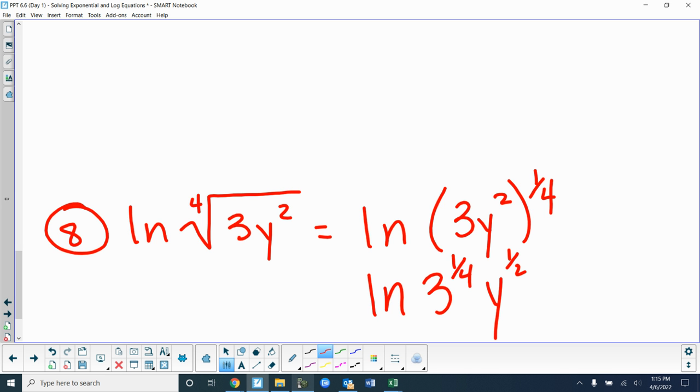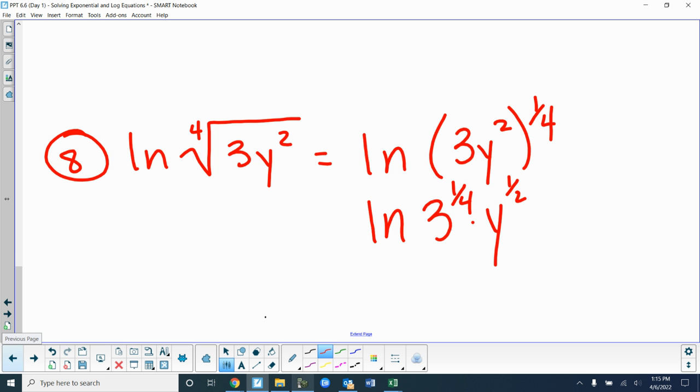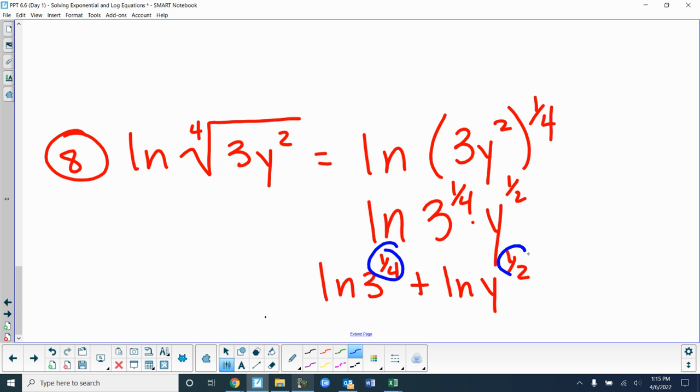Okay? Now, since this is multiplication there, what do I do with the 2 to expand it? Add them. Good. So now I got natural log of 3 to the 1/4 plus natural log of y to the 1/2. And what are we supposed to do with these two exponents? Move them out front when we finish expanding. They don't like us to have any exponents once we're finished expanding. Okay?